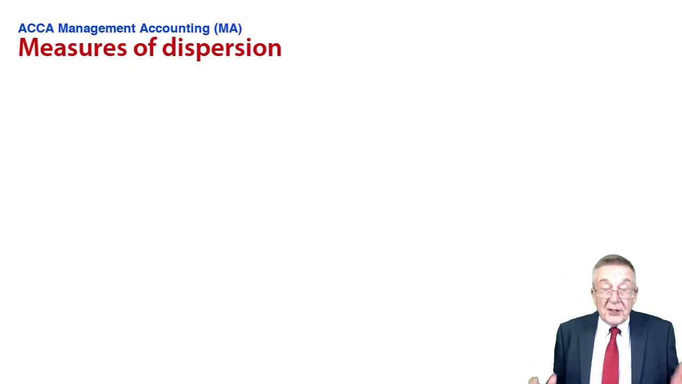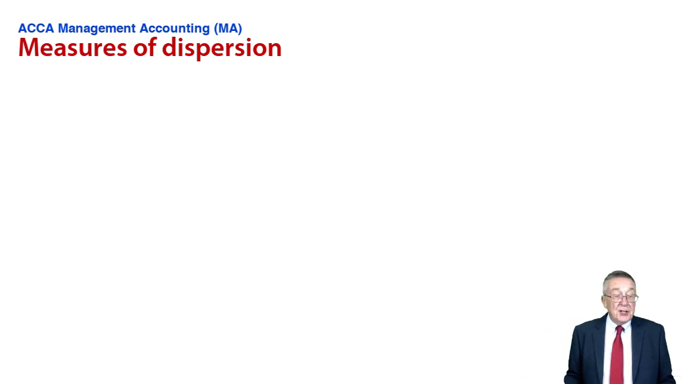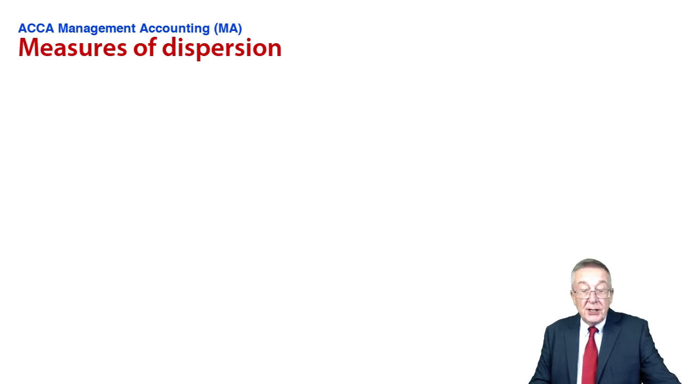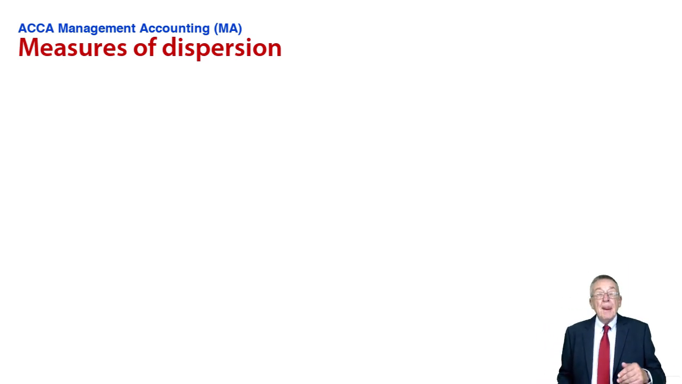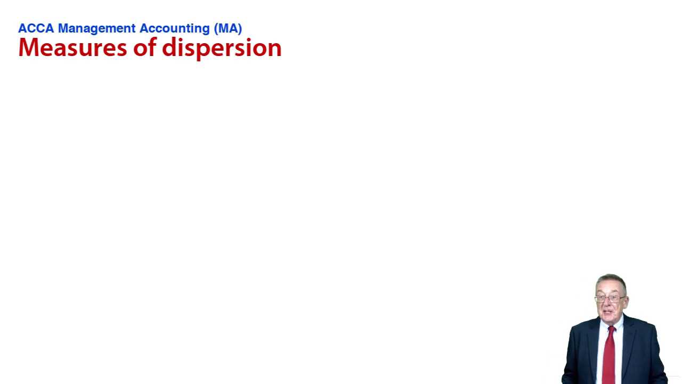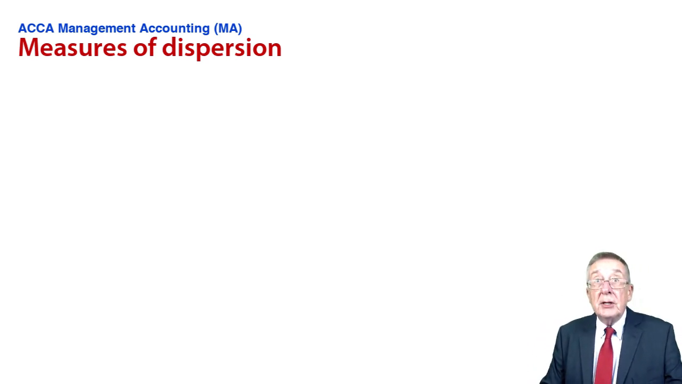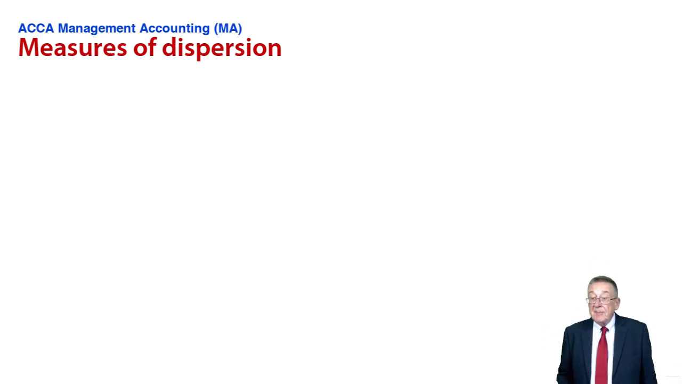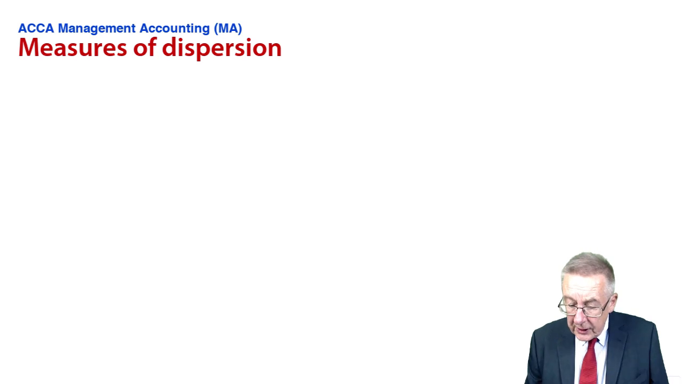All right, we're still on the chapter measures of average and dispersion. And in the previous two lectures, we looked at the various measures of average: arithmetic mean, median, mode. In this last lecture on this chapter, we're going to look at measures of dispersion. Now, dispersion is another word for spread.